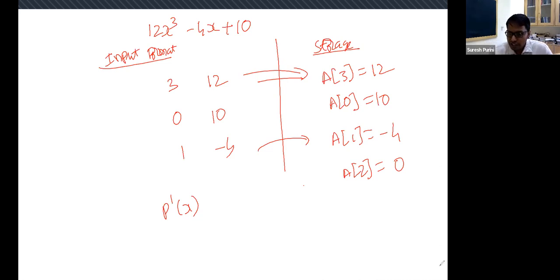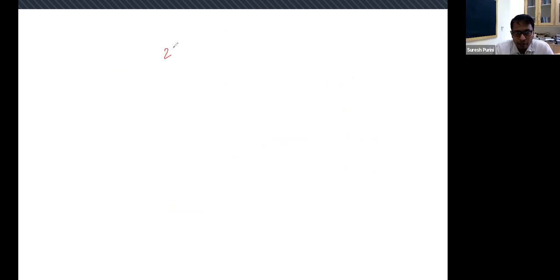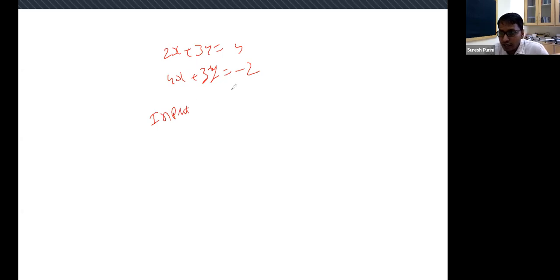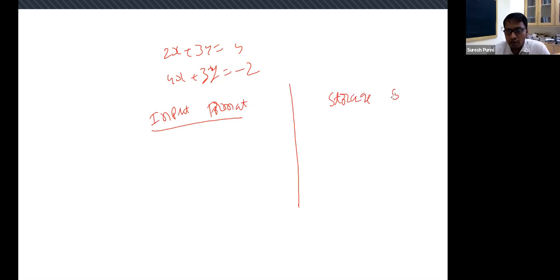Similarly, when you are working with systems of equations, 2x plus 3y is equal to 4, 4x plus 3y is equal to minus 2, how do you enter this? What is the input format for this? This is a system of equations. There are two things here. One is a storage structure. How do you store it?